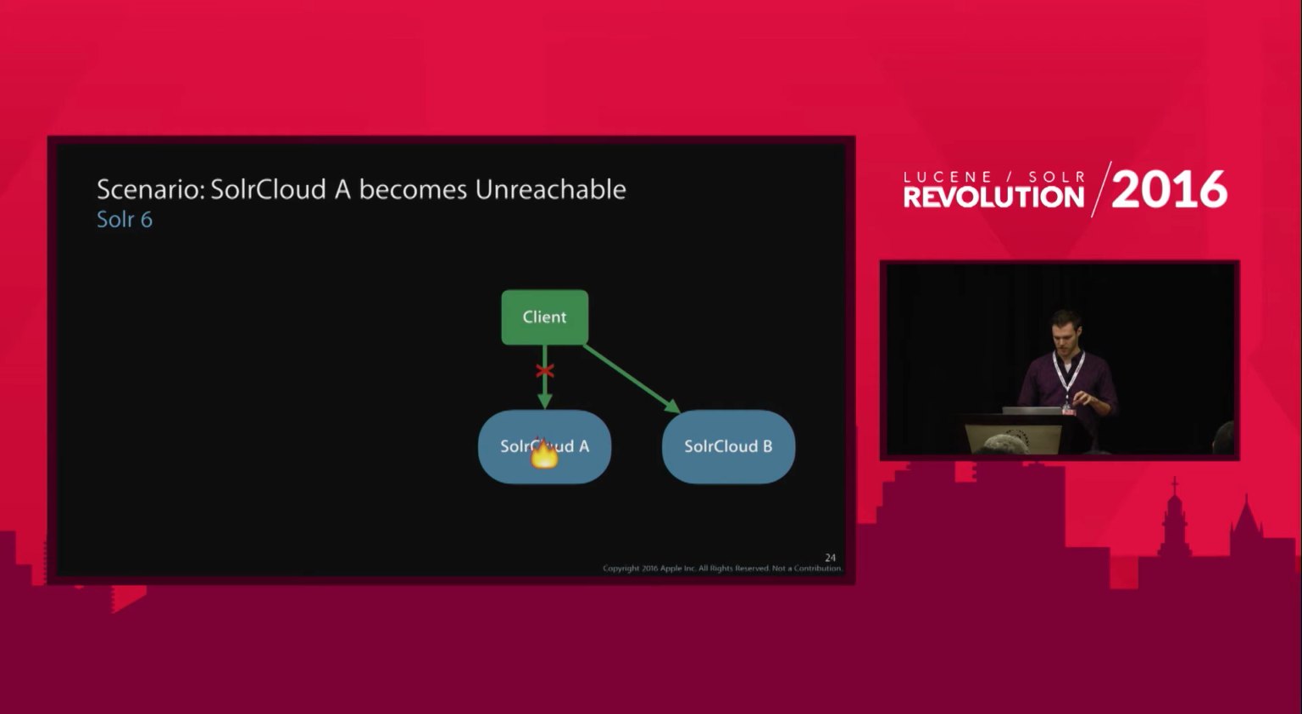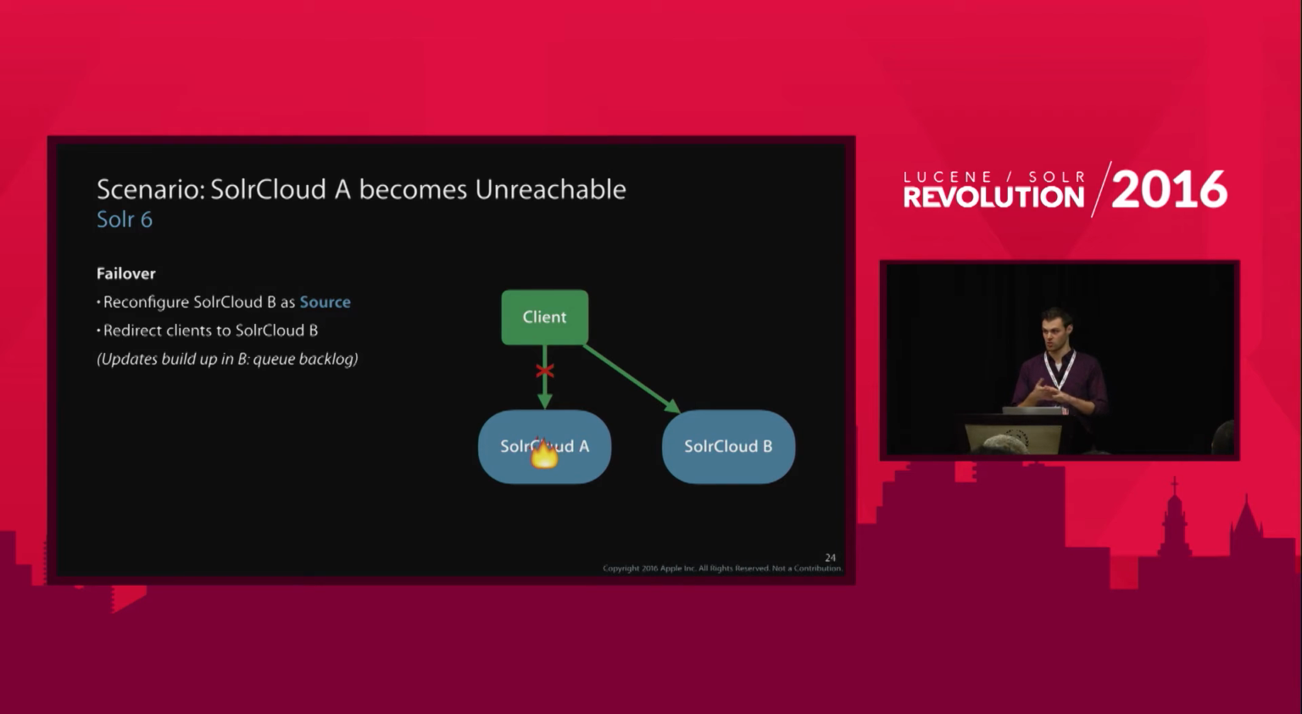So in the Solr 6 implementation of cross-DC replication, what you need to do is reconfigure SolrCloud B as the source, which means changing the configs, uploading, reloading all your collections, and then you change your client traffic from A over to B after that. And at this point, you've recovered from disaster, so you're back up servicing requests, and that's good.